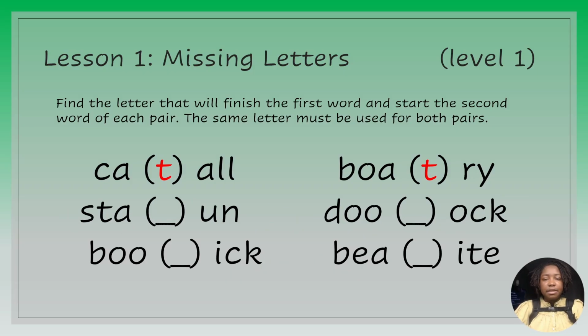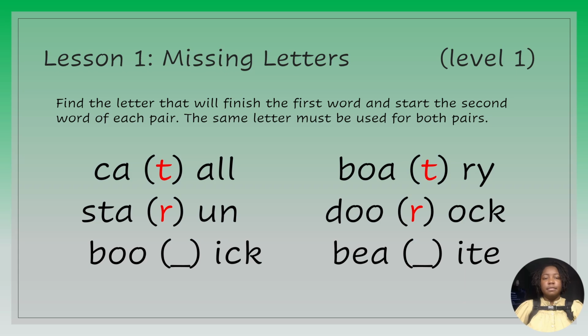Try completing the next two questions if you haven't already done so, and pause the video if you need more time. If you chose R, well done. That's the correct answer. Using R will create the chain star, run, door, rock. All of them are valid words.